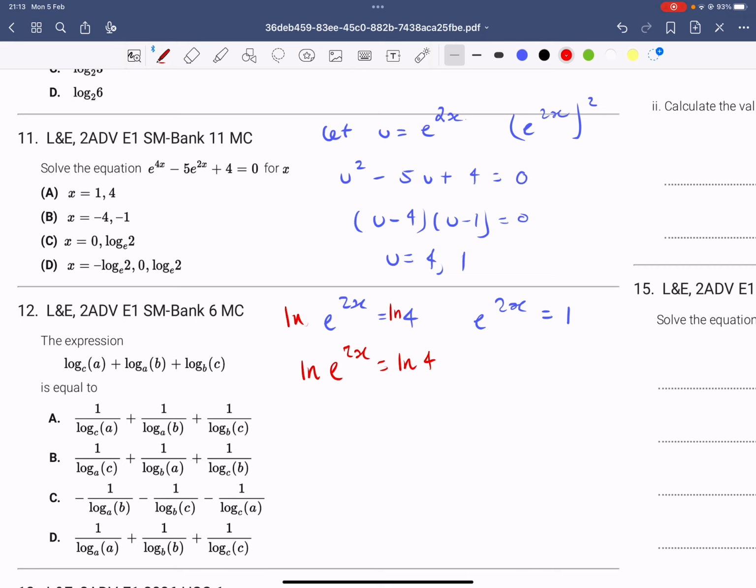Using our power rule, we bring down the 2x and say this is 2x ln of e is equal to ln of 4. Now ln of e is 1, so 2x is equal to ln of 4. Divide both sides by 2. x is ln of 4 over 2.